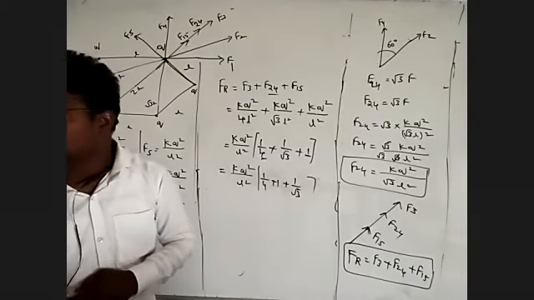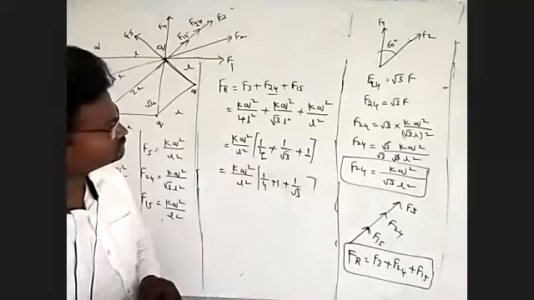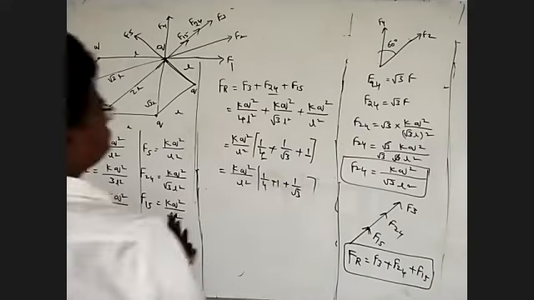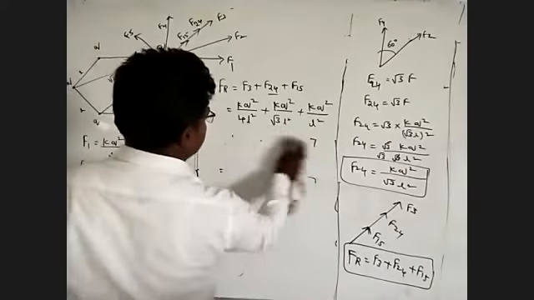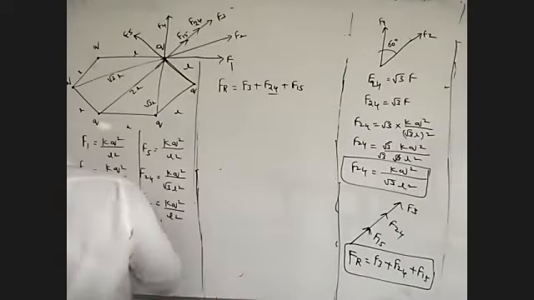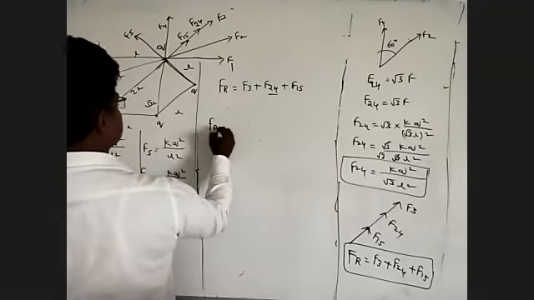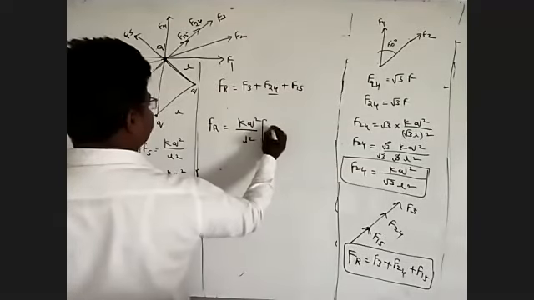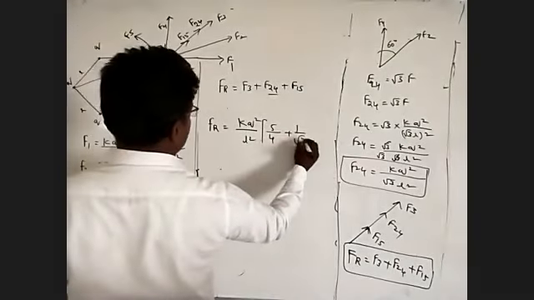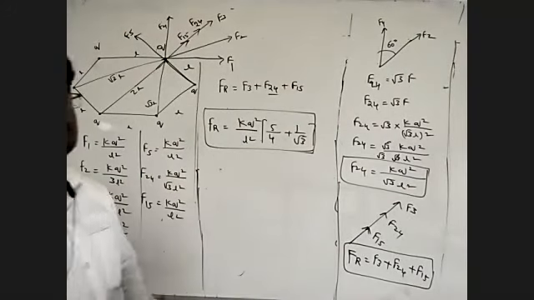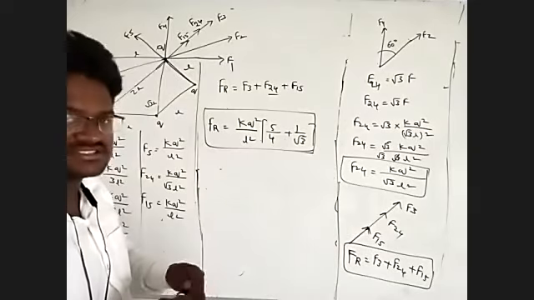Okay, keeping that in mind, your answer is the resultant force equal to KQ squared by L squared times 5 by 4 plus 1 by root 3. That is your answer. Okay, tomorrow I will continue this class. Thank you.